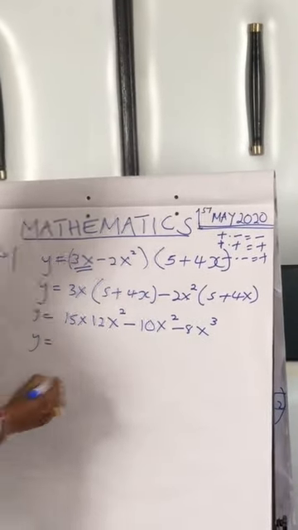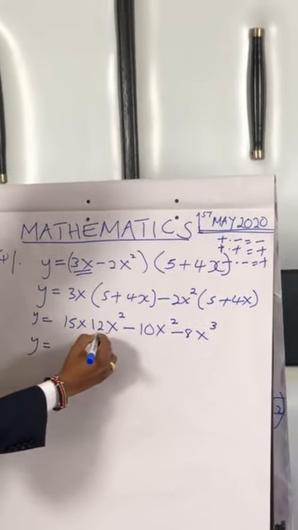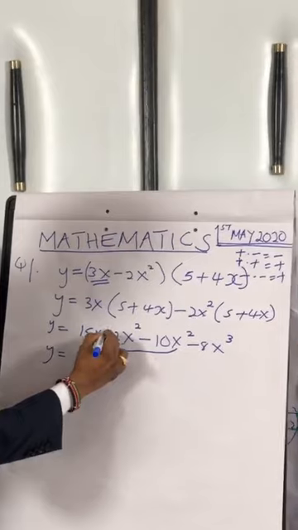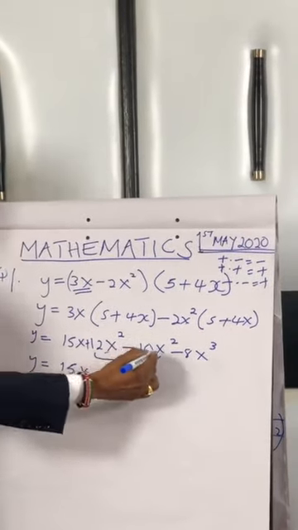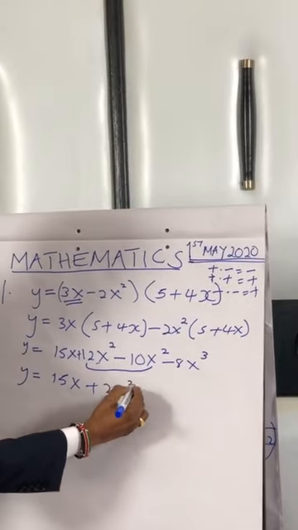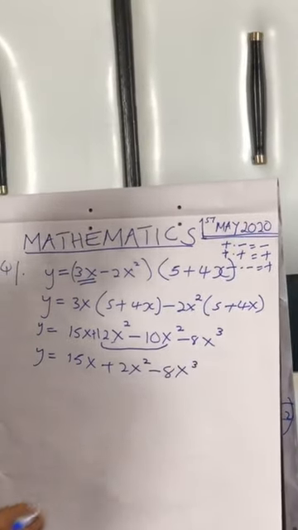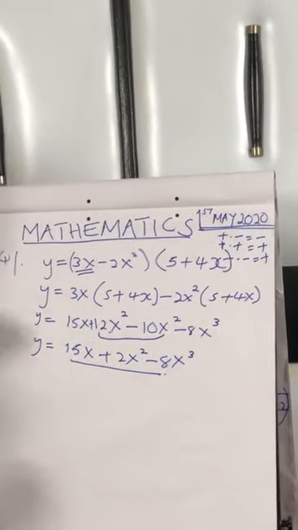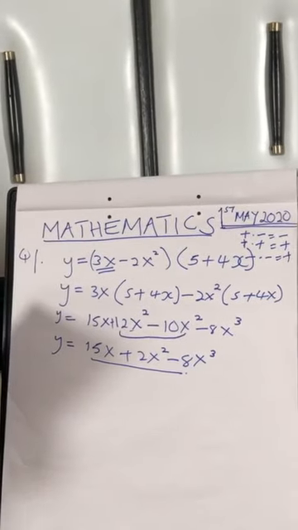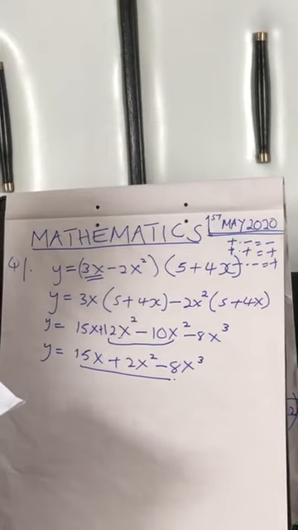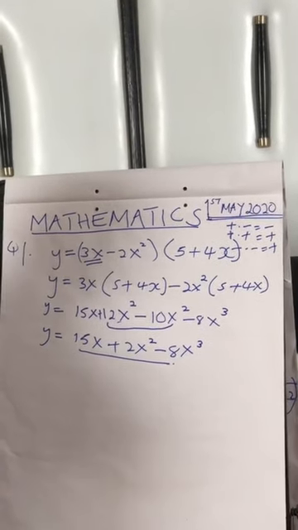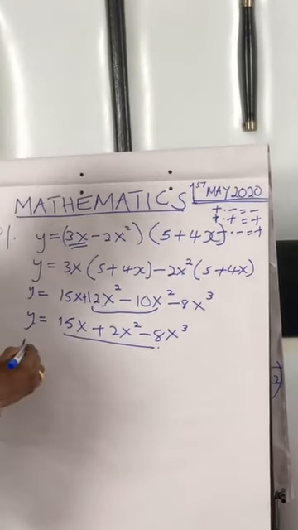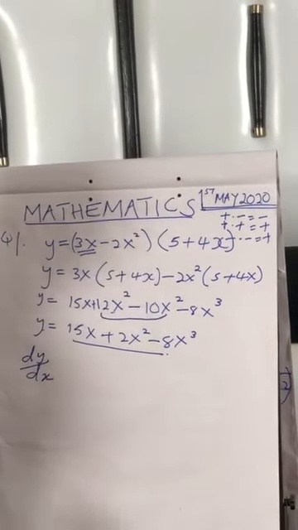Now our y becomes, you simplify further by collecting the like terms. So we have 15x plus 12x squared minus 10x squared is 2x squared, minus 8x cubed. So this is our simplified value for y. Then we are advised to find the derivative. That is differentiation. Differentiation is the gradient function. Now we are going to get the value of y with respect to x, that is dy/dx. This is now what we call differentiation.